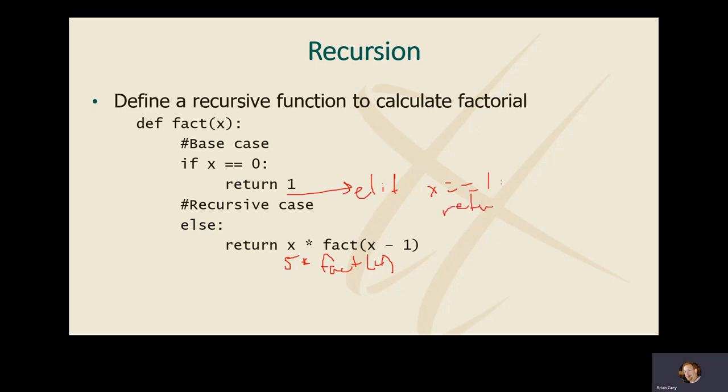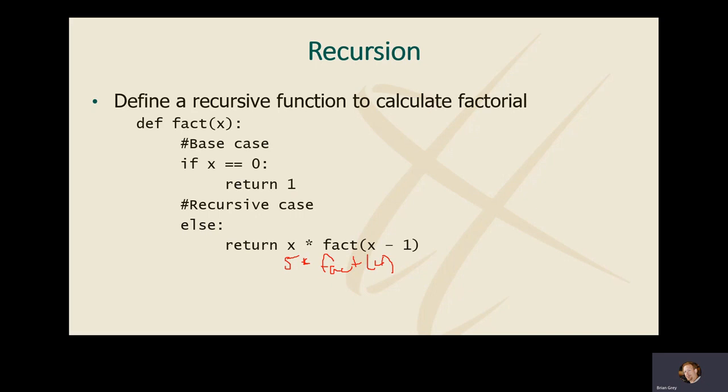Right, return. That would be legal too. It's unnecessary, right? Because this case will take care of this case, but it's totally legal. But you can see how with every call from this factorial function, right?